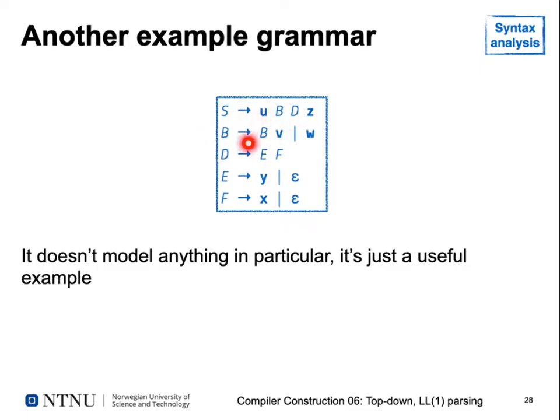B can recursively call itself again, and D can be resolved to E followed by another production F. And we have two symbols here that can vanish, so we see E and F can, in one of their productions, be resolved to an epsilon. So you can just resolve them without reading a single character.